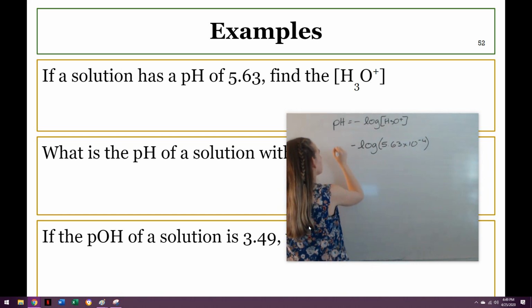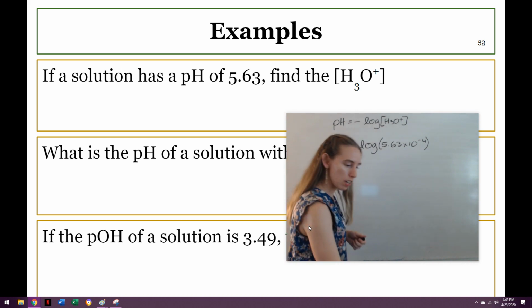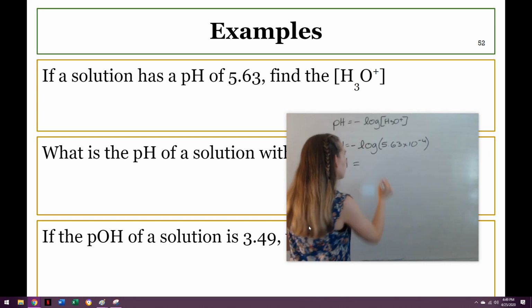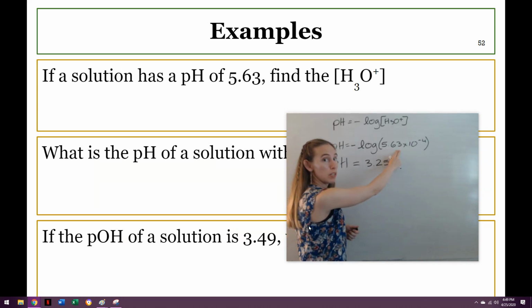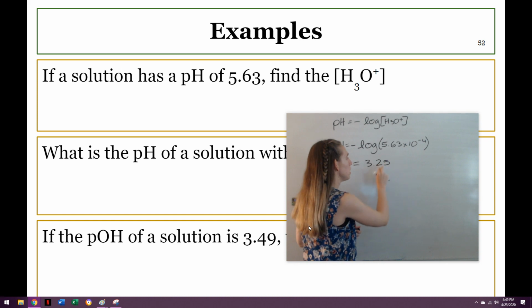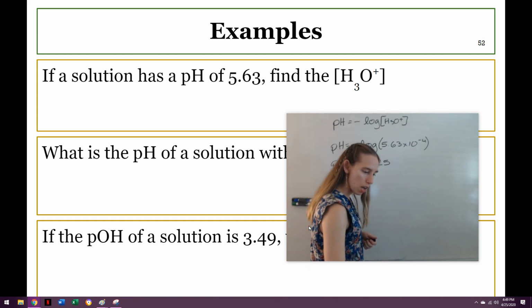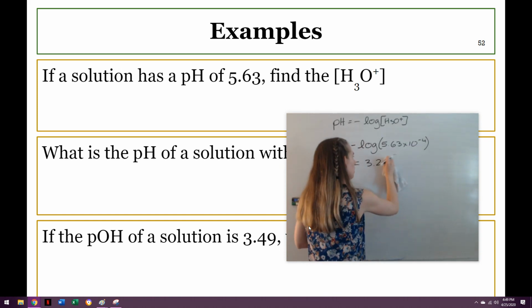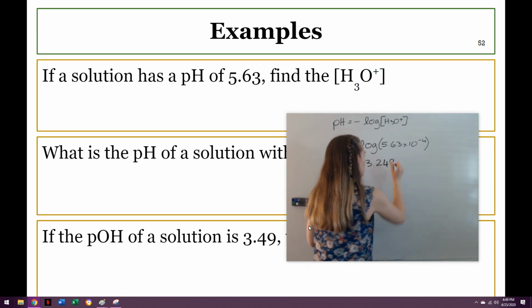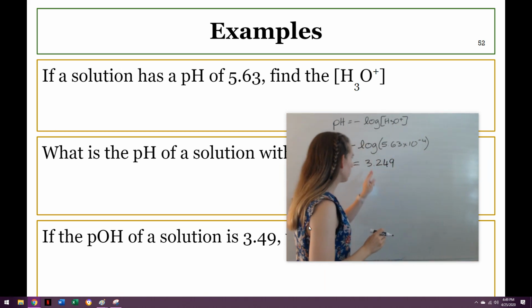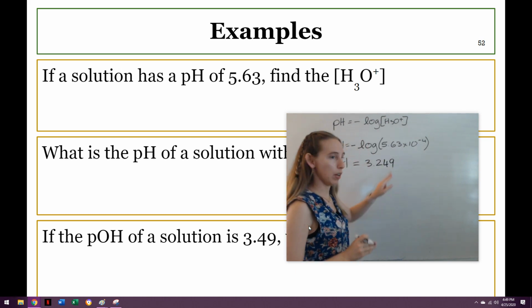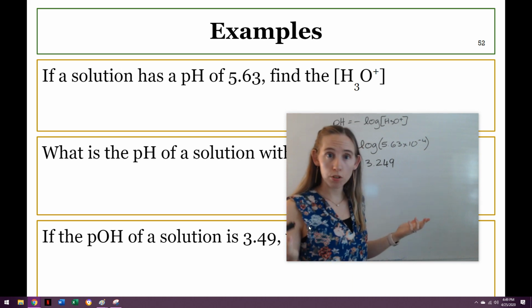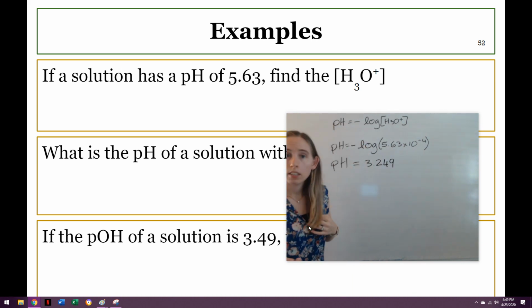Okay, so that is equal to 3.25. We actually have 3 significant figures here, if you notice, so then we need 3 decimals. So I take that back. We're not going to round it, we're going to write 3.249, because the next number is a 4, and that would not round that number up. Okay, so there's your answer to the second example.